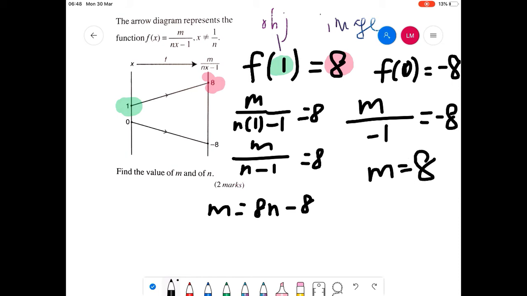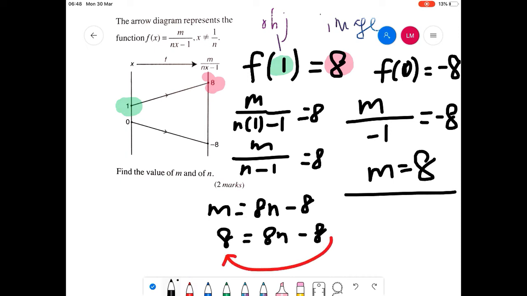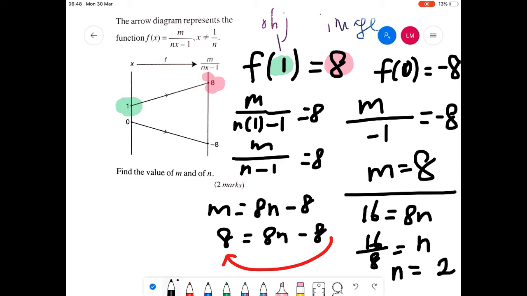After you get your m equal to 8, we are going to do the substitution, 8 equal to 8n minus 8. Alright, now negative 8, you bring there to become plus 8. So here, okay, we are going to continue. So 16 is equal to 8n. Okay, 16 divided by 8 is equal to your n. So your n will be equal to 2.